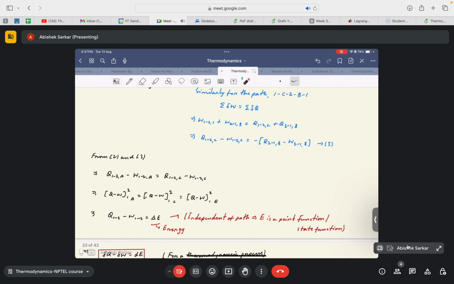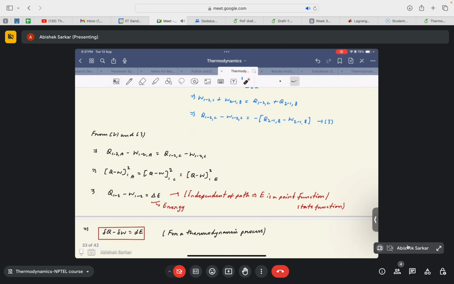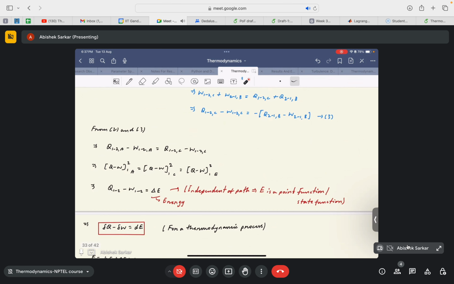So this entity, that is Q minus W, remains constant across different paths, and thus it has to be a point function because it is independent of the path. That's why Q12 minus W12 is the net total energy, where energy is independent of the path, and thus energy E, capital E, is a point function or a state function. So this is how you can mathematically prove why energy is a point function or a state function.